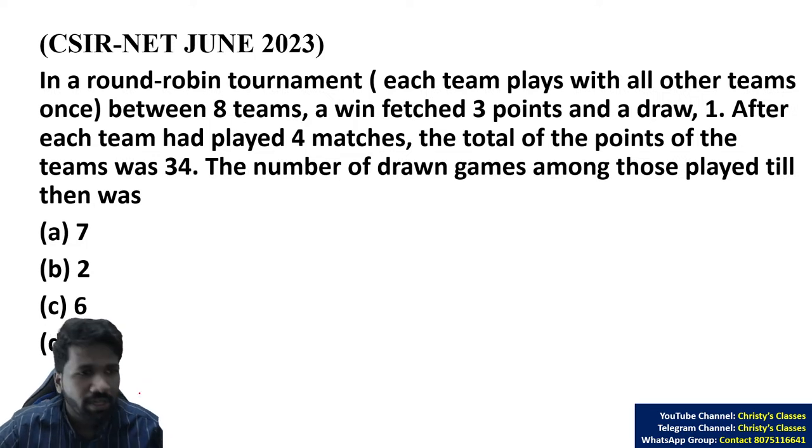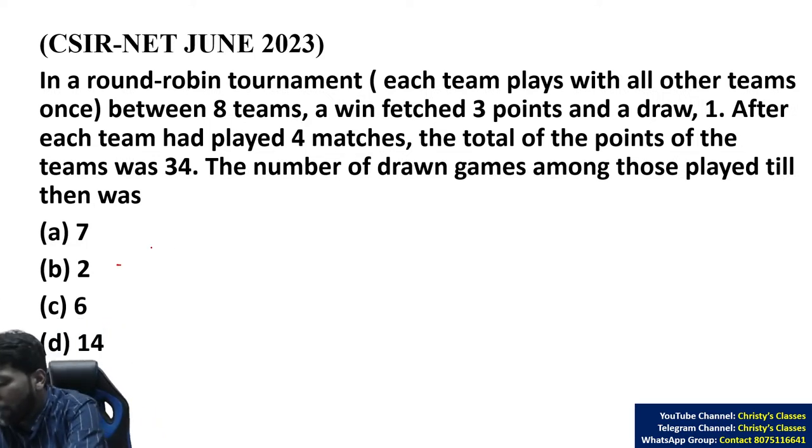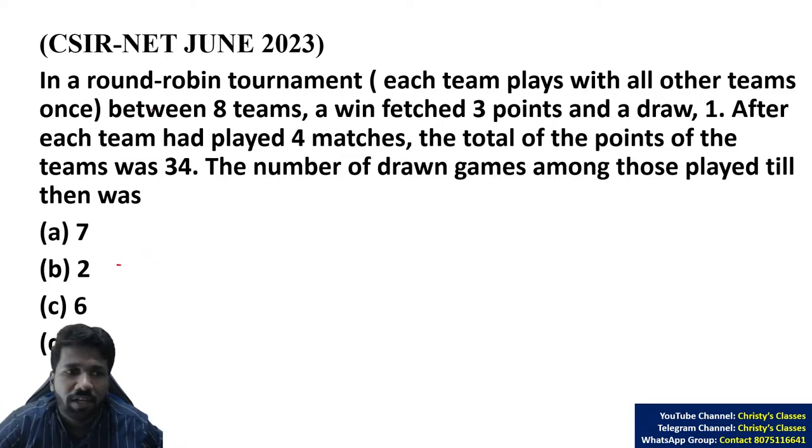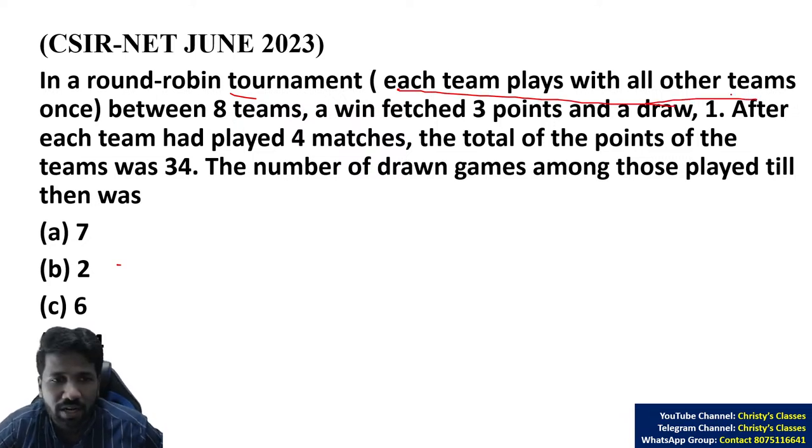Okay, so I'll explain. A round robin tournament means a tournament where every team will play with every other team exactly once. Like the IPL matches currently conducted, that is not exactly round robin, but in the initial years it was double round robin. Double round robin means every team will play with every other team exactly twice.